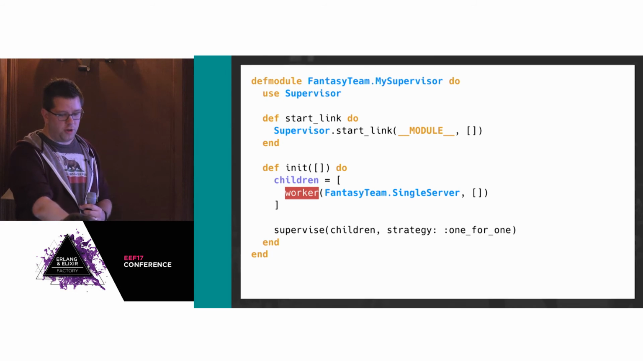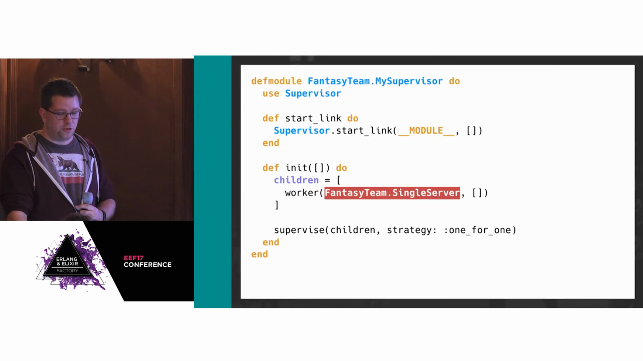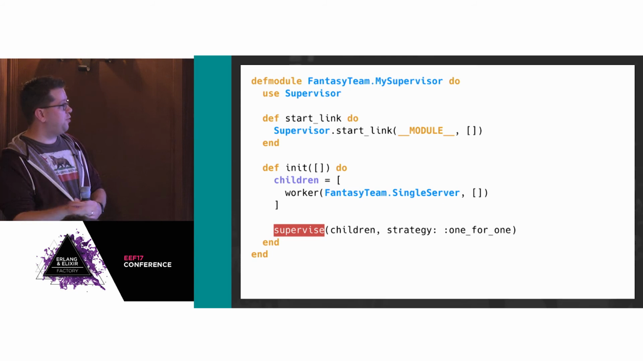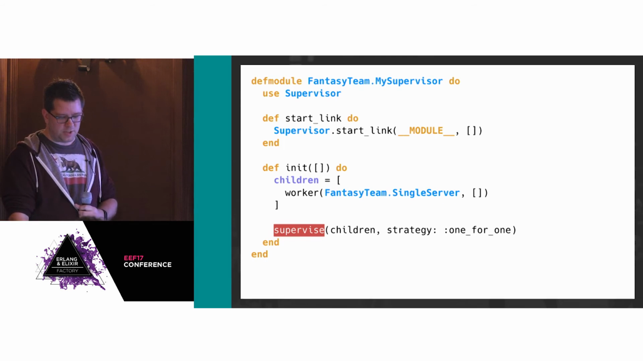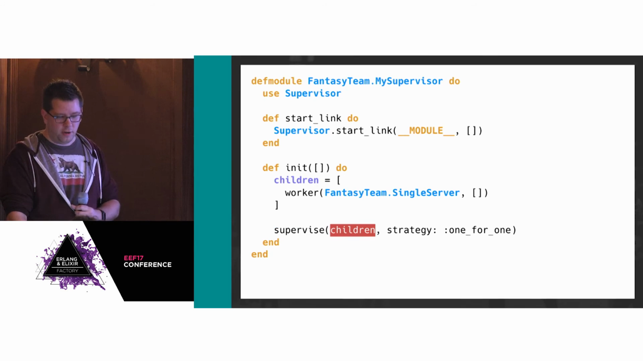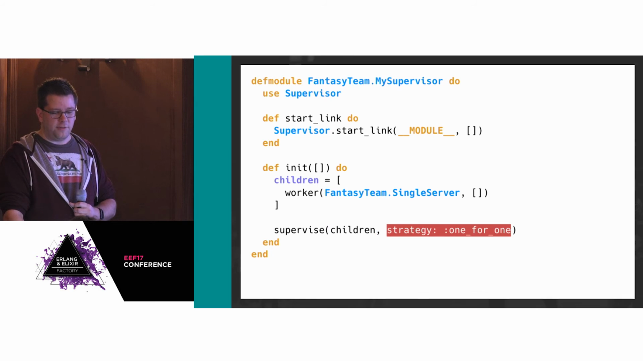So we say worker, and then the first argument is the module name of the process we want it to watch, which is our single server, and then again, empty list for no options there. And then the thing that makes this all work, we end our init function with a supervise call. This is going to take our list of children, which is just our one server, and it's going to give it a strategy.